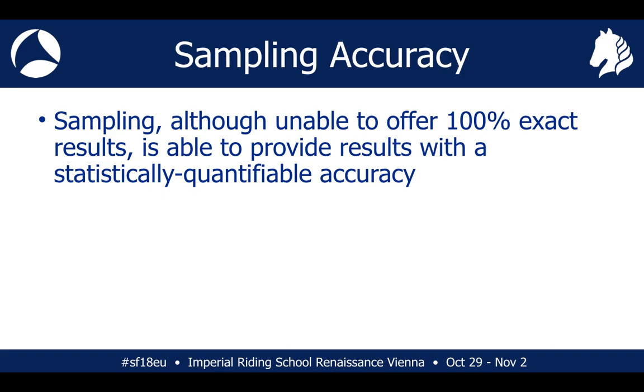So, if we do sampling, it means that we lose 100% visibility. So we won't be able to have 100% exact results. But at the same time, sFlow is able to provide us results with an accuracy that is statistically quantifiable.